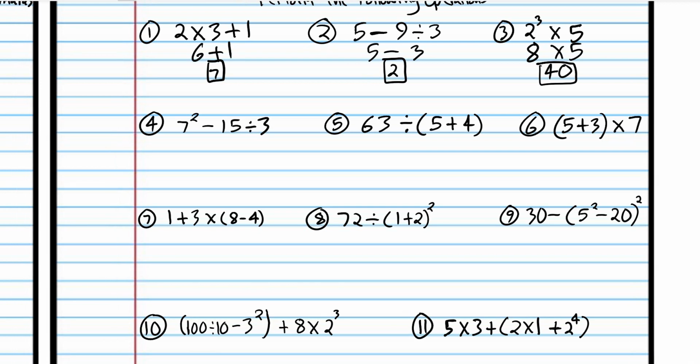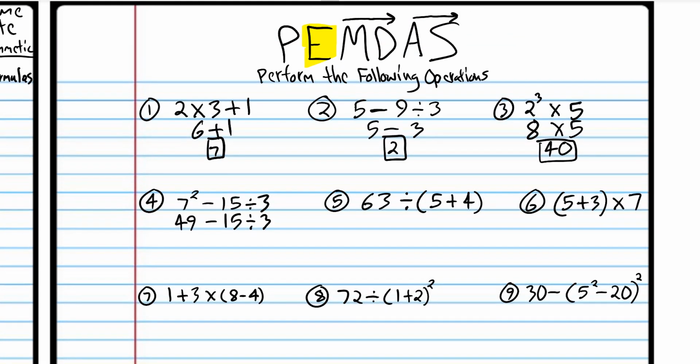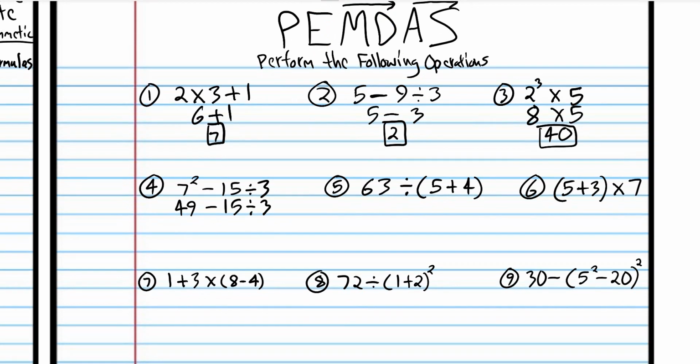All right, we're back. We want to do exponents first. 7 to the second power is 7 times 7, which is 49. So we did the exponents first. Now we're going to do division. That's what comes next. 15 divided by 3 is 5.